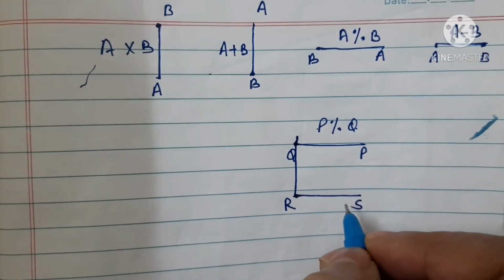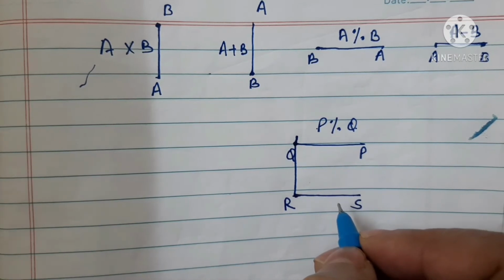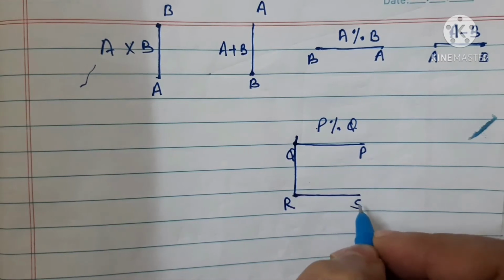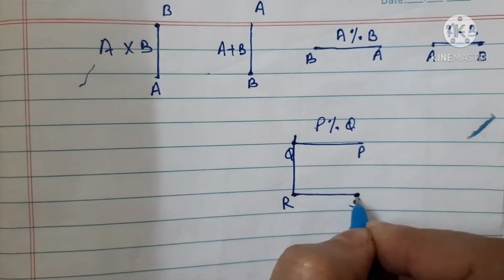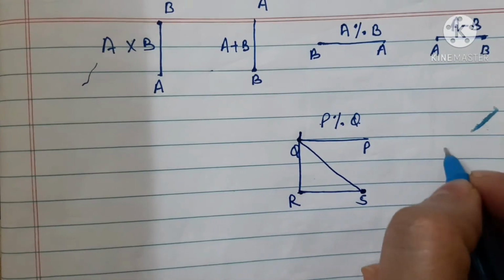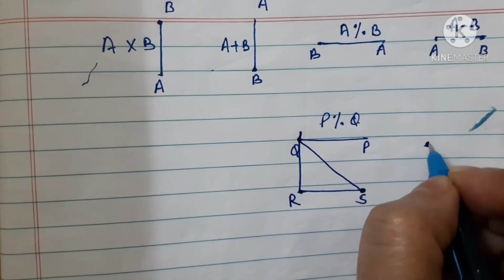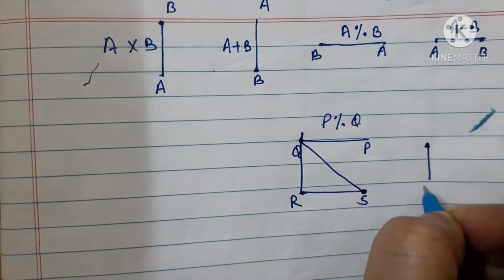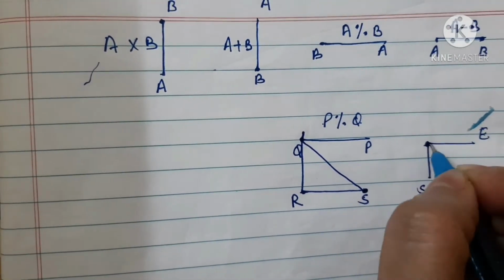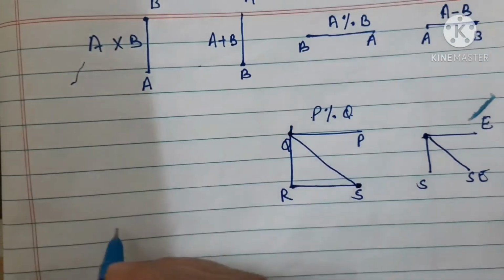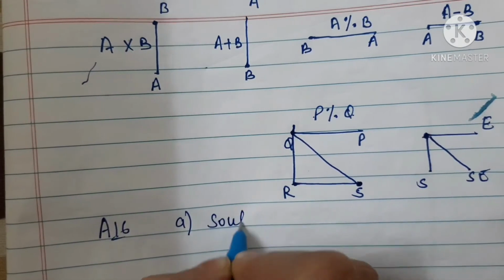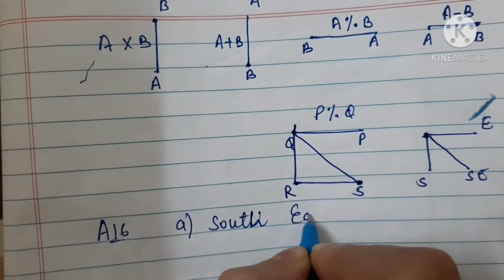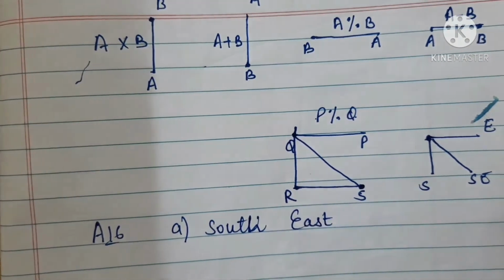Now you have to tell in which direction is S with respect to Q. You have to tell the relation between S and Q. So S is in which direction? If you can see that if this is the original point, then this is your south, this is your east, and which is this direction? Southeast. So for this question, answer number 16 is A part, southeast. So this is your answer for question number 16.